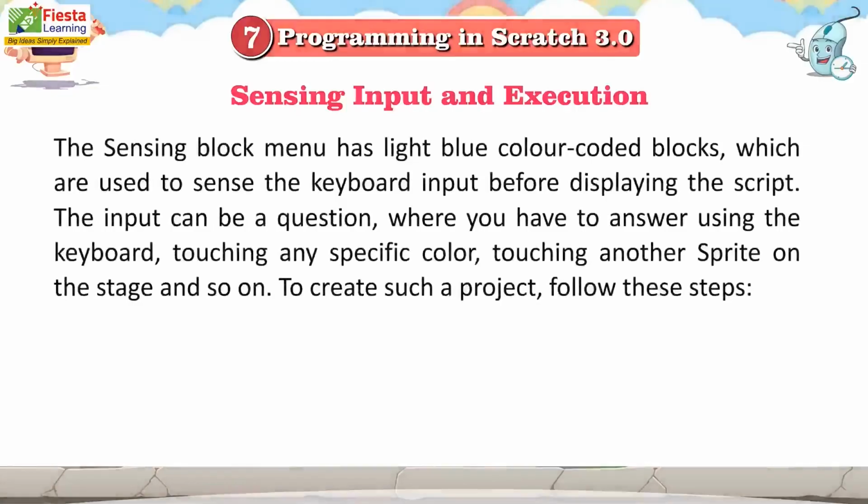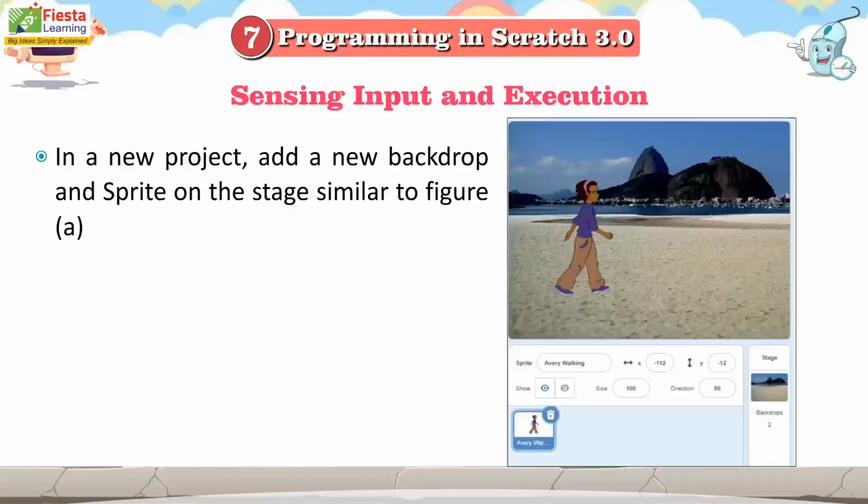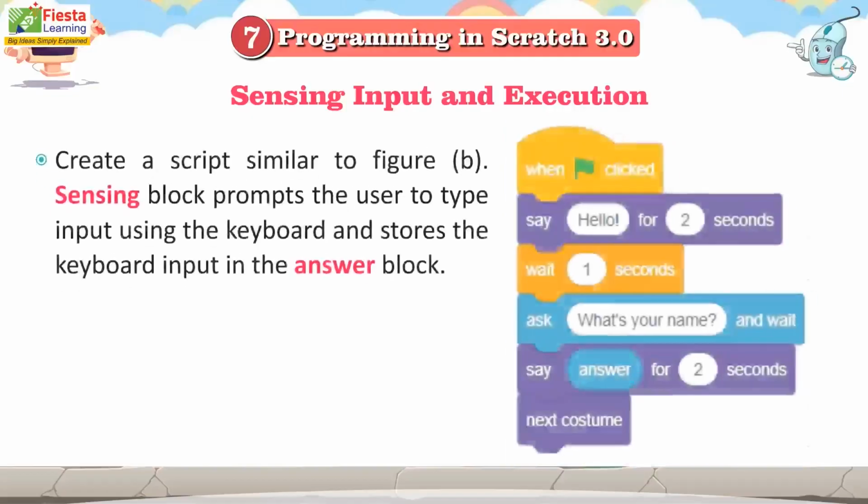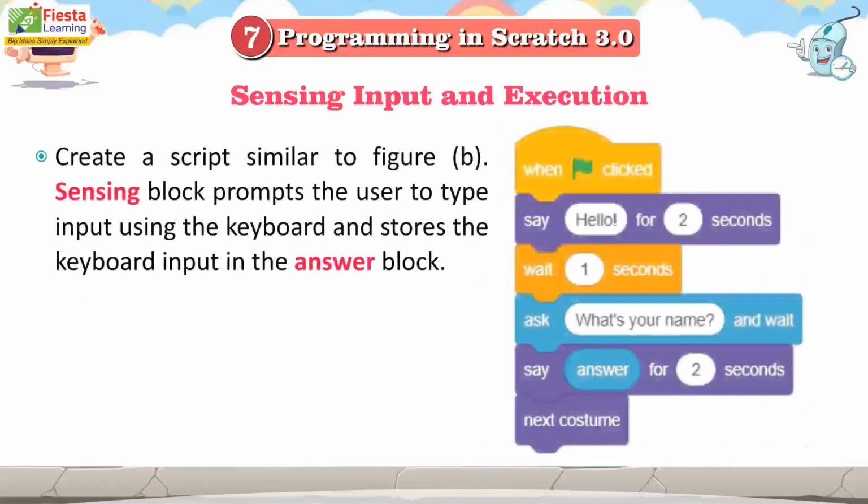Sensing input and execution. The sensing block menu has light blue color coded blocks, which are used to sense the keyboard input before displaying the script. The input can be a question where you have to answer using the keyboard, touching any specific color, touching another sprite on the stage, and so on. To create such a project, follow these steps. In a new project, add a new backdrop and sprite on the stage similar to figure A. Create a script similar to figure B.